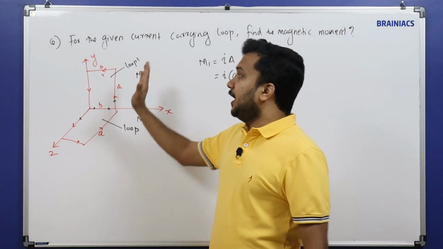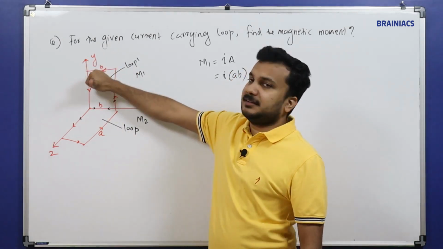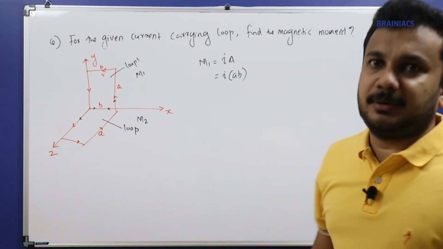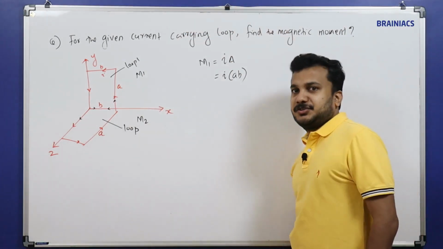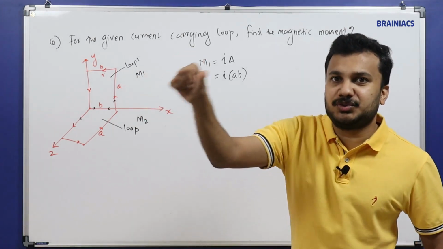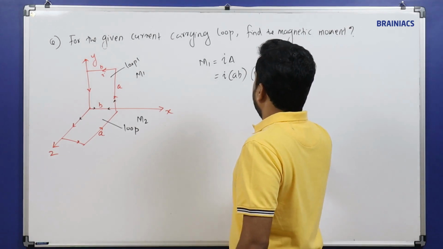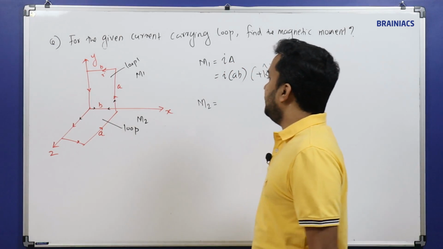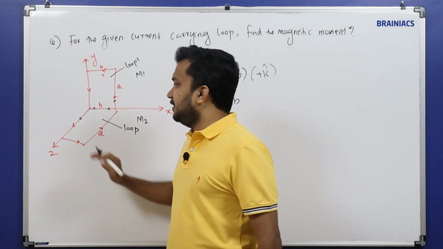What is the direction? I have to use my right hand curling rule. My current is like this, which means my thumb is coming towards you. If the thumb is coming towards you, in what direction is this? Outside of the board, plus K direction. So it is plus K cap specifically. We'll go to the next loop. M2 will be equal to I into A, so again it is IAB. Length is A, breadth is B.